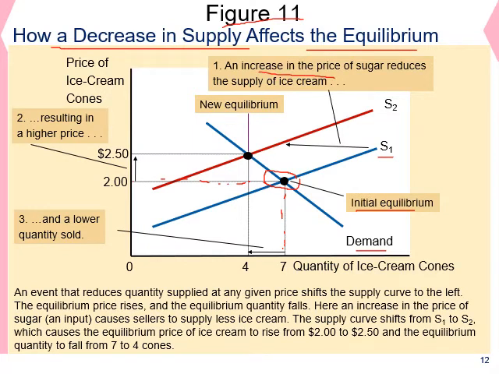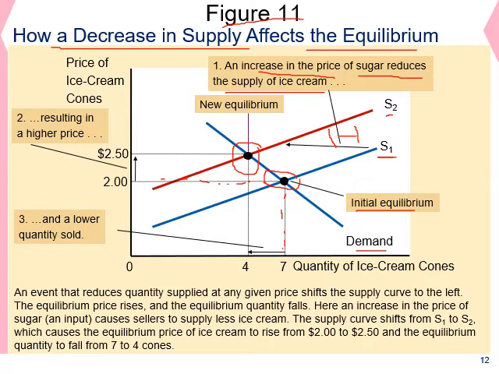An increase in the price of sugar reduces the supply of ice cream. Therefore, the supply curve will shift from S1 to S2. So this is a negative shift. It will shift to the left from S1 to S2, and the market will reach a new equilibrium here.